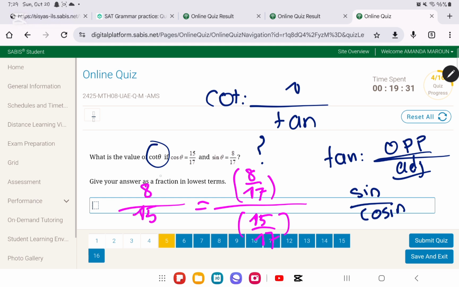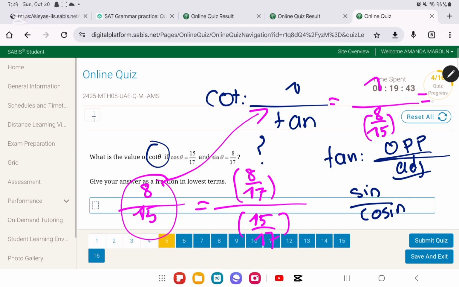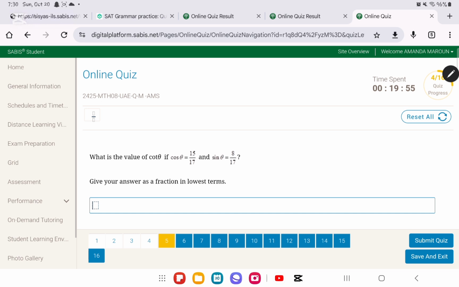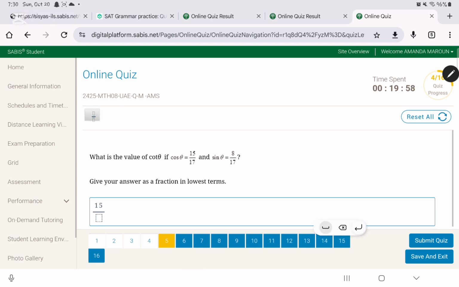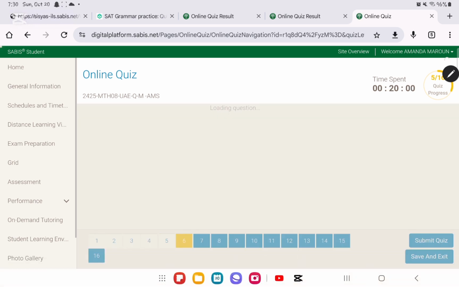But is this what we need? No, we need the cotangent. So to find the cotangent, it's going to be 1 over the tangent. So 1 over 8 over 15, and you will get what? 15 over 8. So very simply, anytime you see cotangent, just flip the tangent upside down. So our answer is 15 over 8.